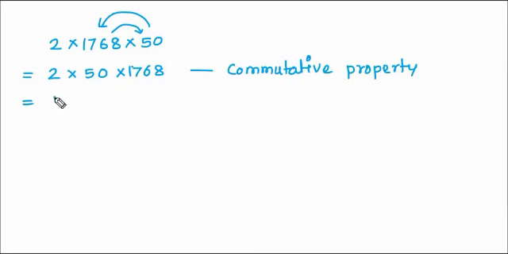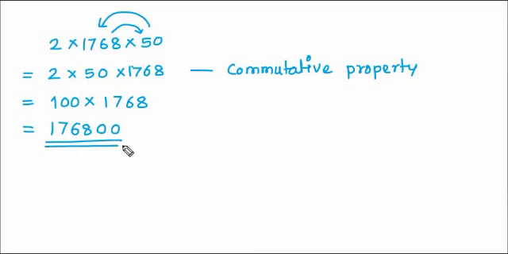And that gives me, and multiplying by 100 is easy. Write this number as it is and add these two zeros at the end. So I get 17600. One more.